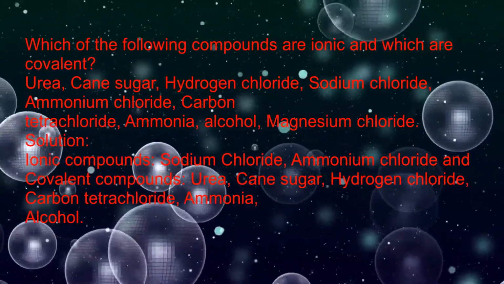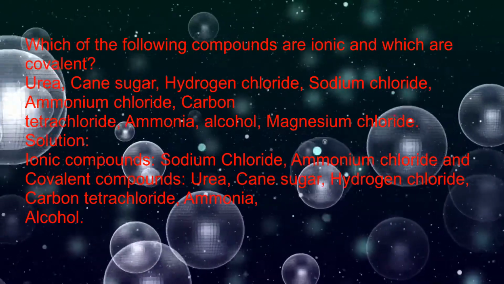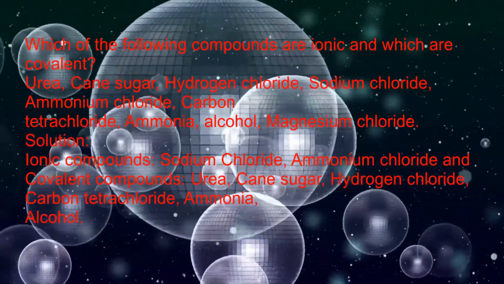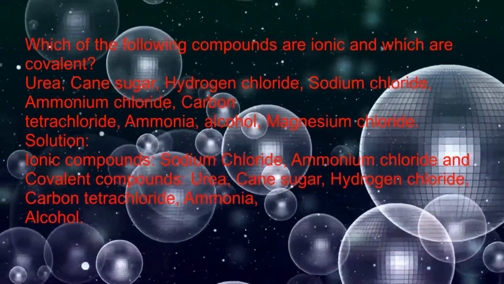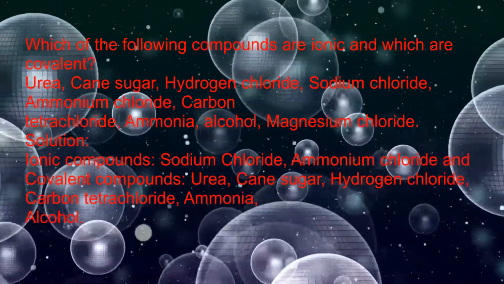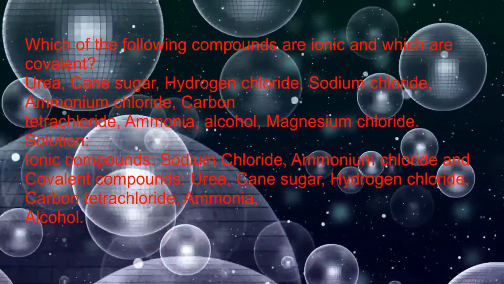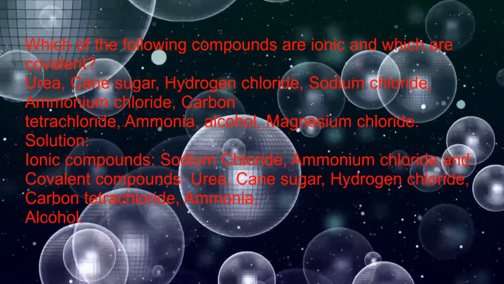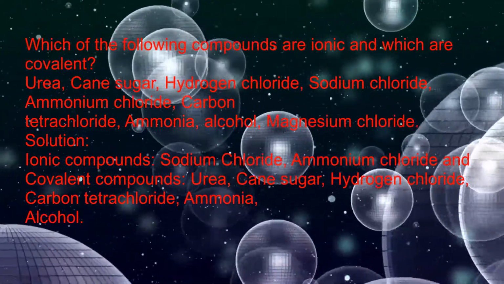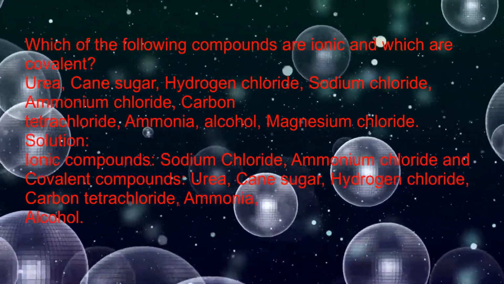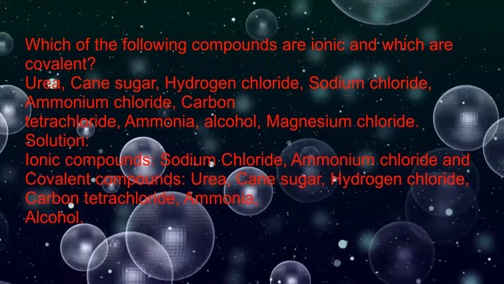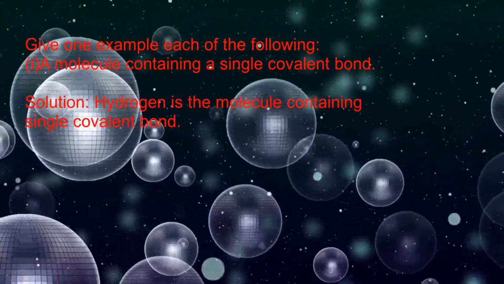Which of the following compounds are ionic and which are covalent? Urea, cane sugar, hydrogen chloride, sodium chloride, ammonium chloride, carbon tetrachloride, ammonia, alcohol, magnesium chloride. Solution. Ionic compounds: sodium chloride, ammonium chloride and magnesium chloride. Covalent compounds: urea, cane sugar, hydrogen chloride, carbon tetrachloride, ammonia, alcohol.